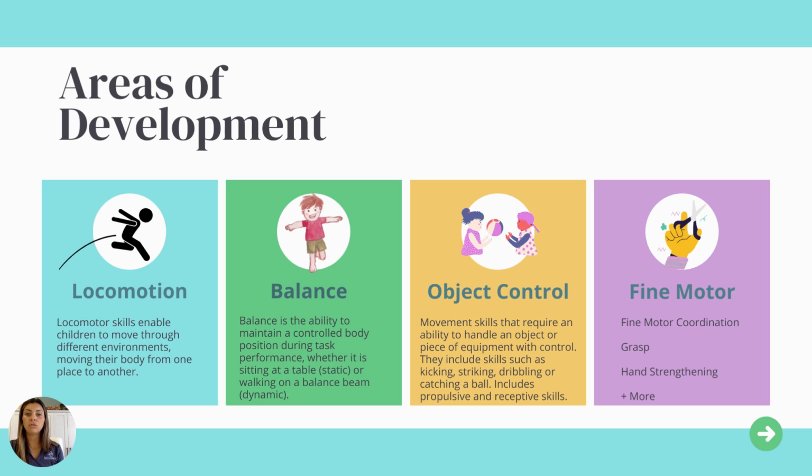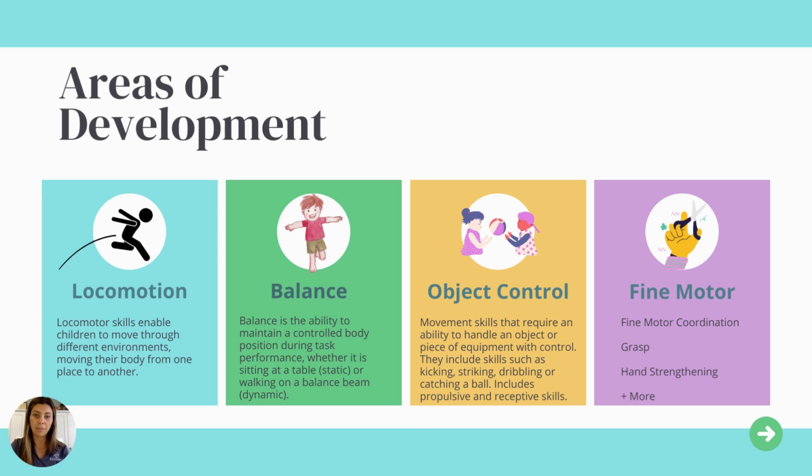And then object control. These are our movement skills that require an ability to handle an object or a piece of equipment with control. So this is things like our ball skills, mostly sports, or just being able to toss a candy bar to a friend. So it's our ability to propel and receive items.